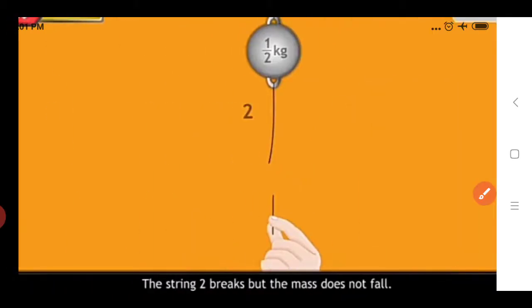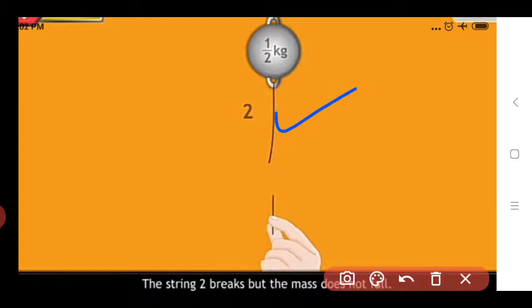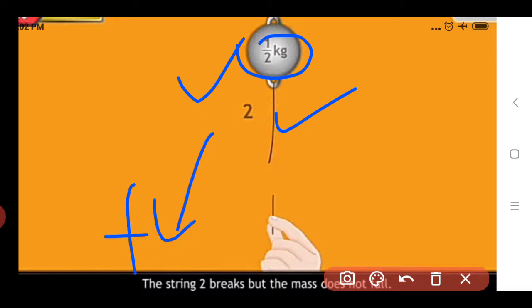By pulling this string 2 jerkily, string 2 breaks. This is string 2. Pulling with a jerk means pulling the string suddenly, and in that case string 2 will break and the mass does not fall. So in this case, what happens? The string breaks, but the 1 kg mass remains as it is. It doesn't fall to the ground.